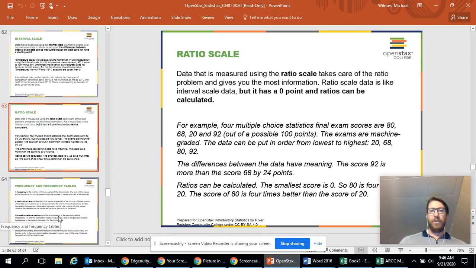Then the final one is the ratio scale. It's just like the interval scale. It can be calculated. We are numerical now, but this also has a lowest point of 0. So it has a 0 point, and ratios can be calculated.